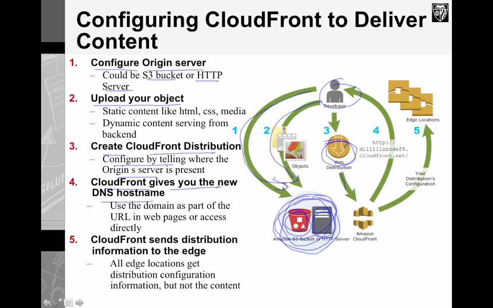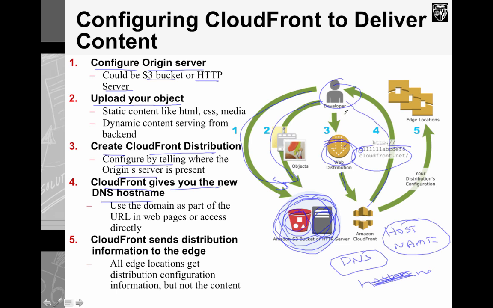CloudFront gives you the new DNS hostname. When you create this distribution, CloudFront is going to give you a new DNS name. It's going to give you a new DNS host name. And that's the DNS host name you have to use in your application. So the developer basically takes the new DNS host name. As you see over here, the DNS host name is starting with a D. That DNS host name is a D because it's a web distribution. If it was a streaming distribution, it would start with an S. That DNS host name is being given in step 4 back to the developer.